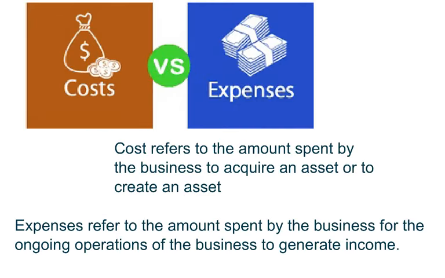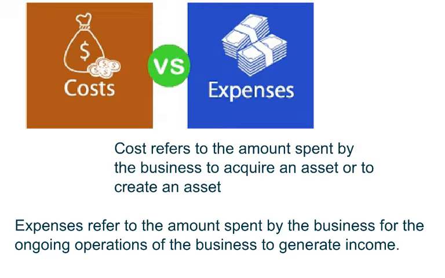Now, the first one is the difference between cost and expense. Normally in everyday life, people will talk about cost and some people will talk about an expense. But in cost accounting, there's a difference. Cost refers to the amount spent by the business to acquire an asset or to create an asset. So that is the cost of the asset, whether you buy the asset or you create it.